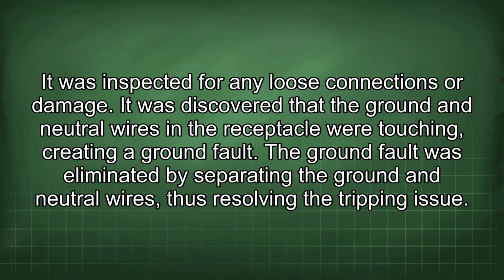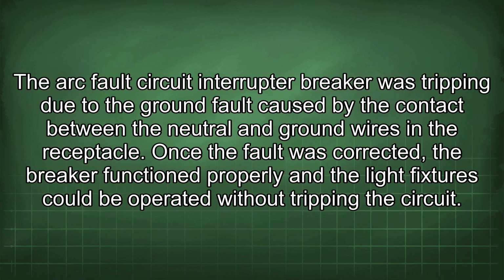It was discovered that the ground and neutral wires in the receptacle were touching, creating a ground fault. The ground fault was eliminated by separating the ground and neutral wires, thus resolving the tripping issue. The arc fault circuit interrupter breaker was tripping due to the ground fault caused by the contact between the neutral and ground wires in the receptacle. Once the fault was corrected, the breaker functioned properly and the light fixtures could be operated without tripping the circuit.